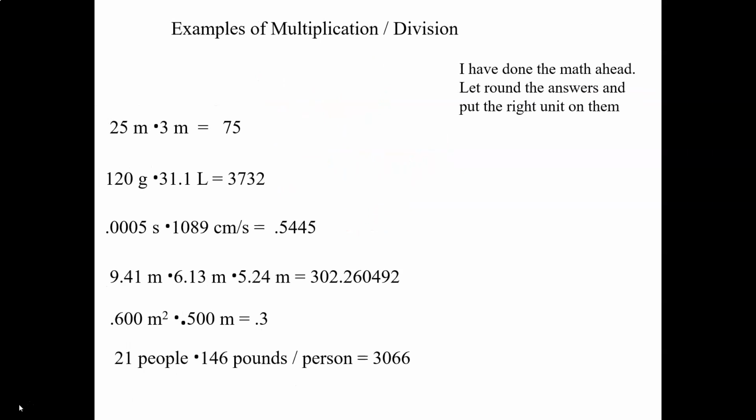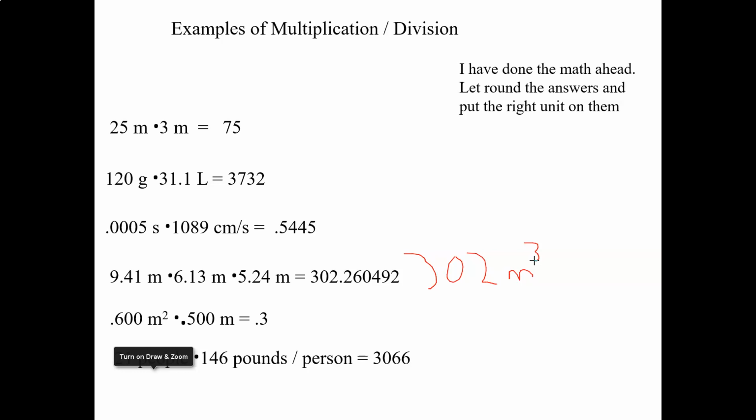The fourth example, we've got each of those numbers has 3 sig figs, so I'm going to round my answer to 3 sig figs. So 302.26 would be 302, and that would be meters cubed.